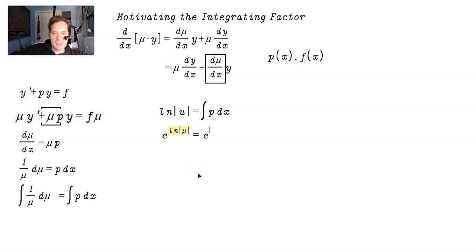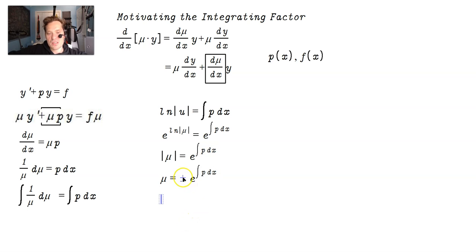And then here you're going to have e raised to the antiderivative of p dx. And e and ln are inverse functions, which means you can cancel off the effect of e and ln. You're going to have, therefore, mu is equal to e raised to this antiderivative of p dx. And then drop the bars and just do a plus or minus. So mu is equal to plus or minus e raised to the antiderivative of p dx.